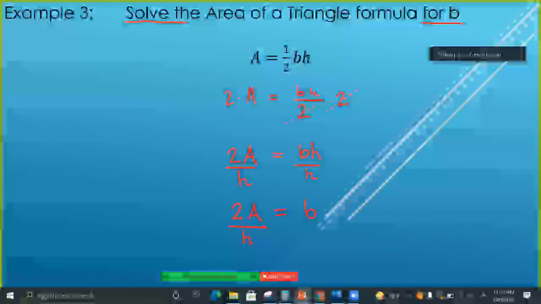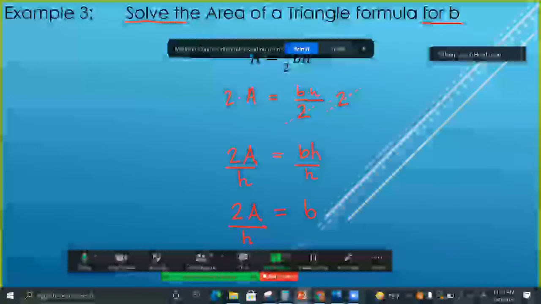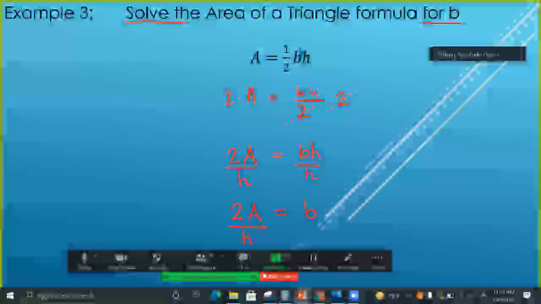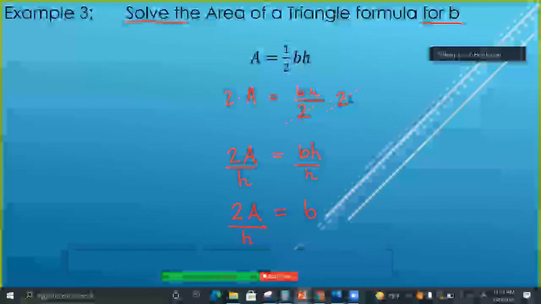How do we do that? We're going to use the same rules and procedures that we use to solve a normal equation, an equation with just one variable in it. So even if it has more than one variable, we're just going to treat it the same way as if they were numbers. So I had to multiply everything by 2, and then I had to divide everything by h. And then finally, I got B all alone. I hope that was helpful.